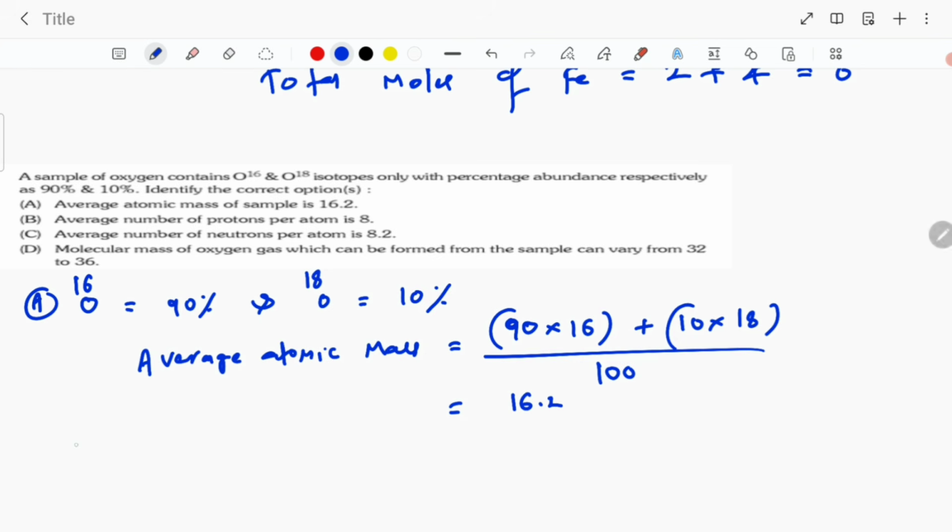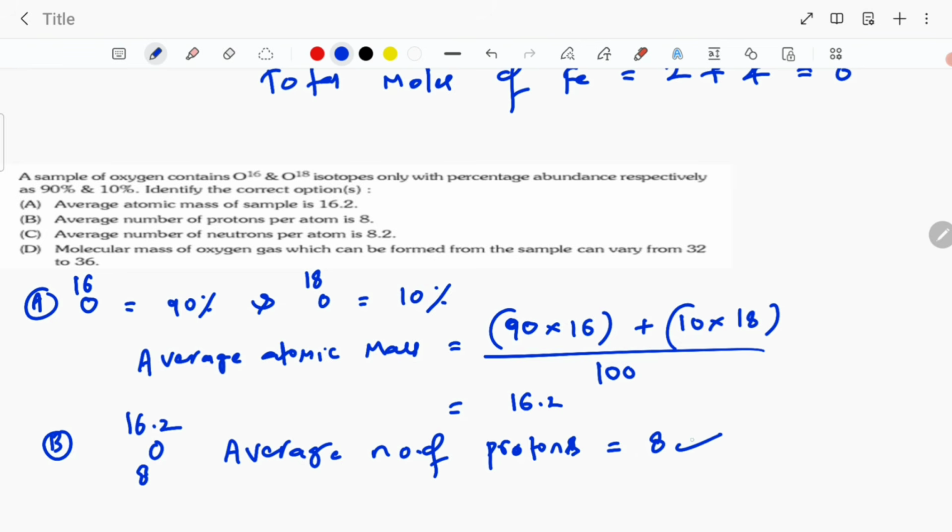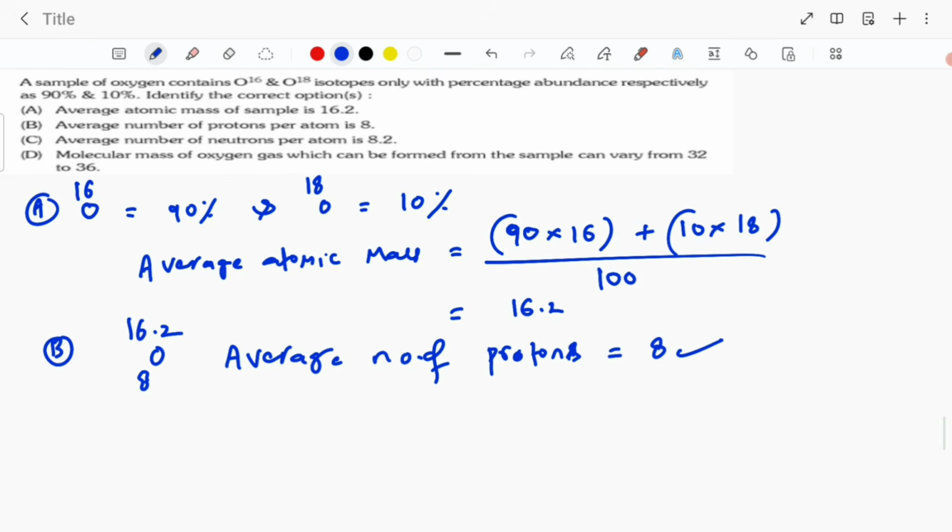So here now we can consider it as, if I take the average atomic mass 16.2, then average number of protons per atom. The proton number is constant, because the atomic number is the same, so protons is equal to 8 only here, that is 8. And then if you see further, average number of neutrons per atom.